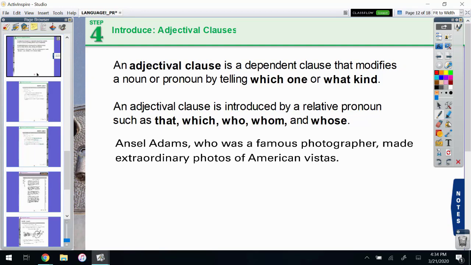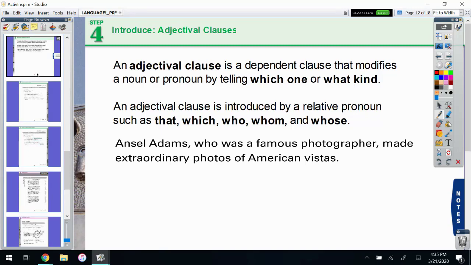A dependent clause can function as an adverb. Such a clause is called an adverbial clause. It is introduced by a subordinating conjunction, such as because or since. An adjectival clause is a dependent clause that modifies a noun or pronoun by telling which one or what kind. An adjectival clause is introduced by a relative pronoun, such as that, which, who, whom, and whose.